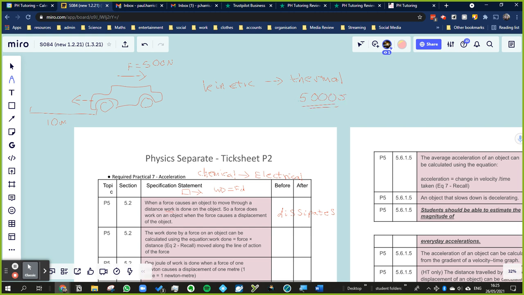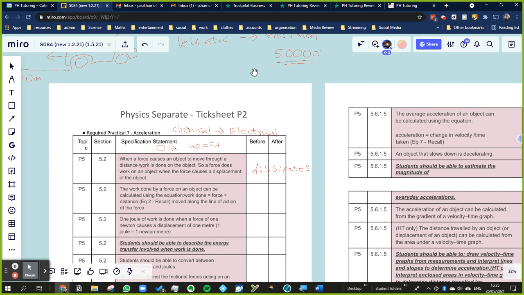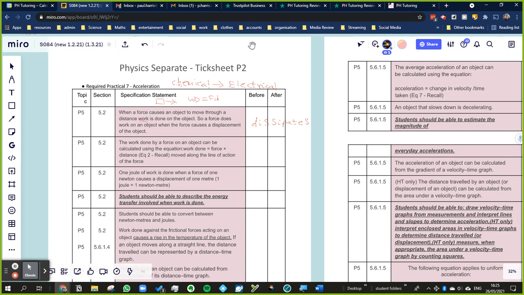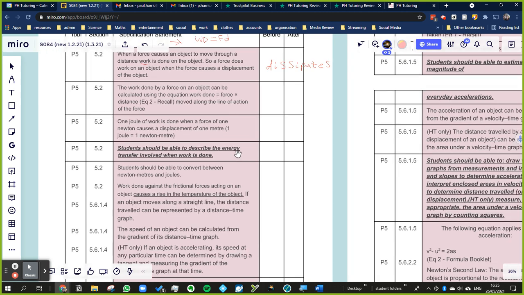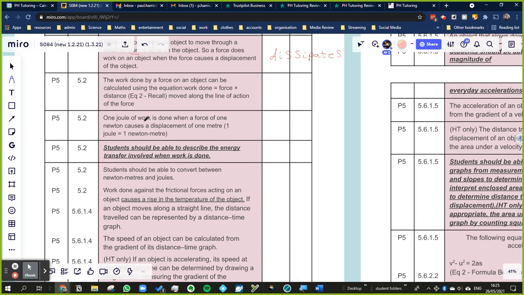So if we were doing kinetic energy, we could then calculate what the initial velocity was and stuff like this, but we're not going to do that. So let's go on then.